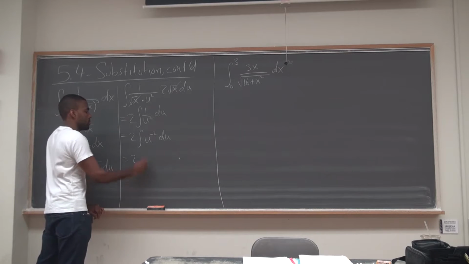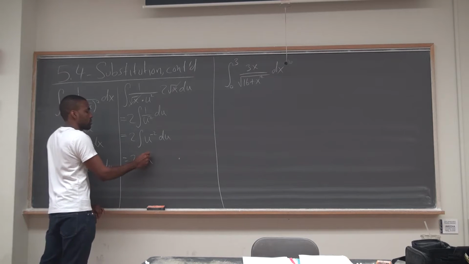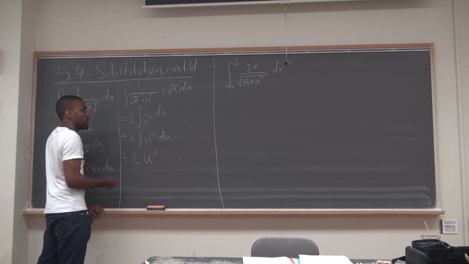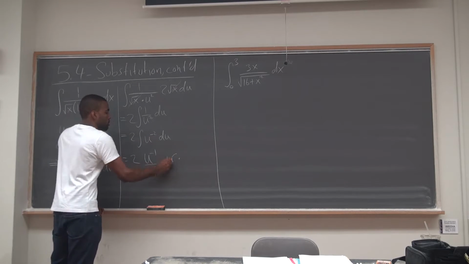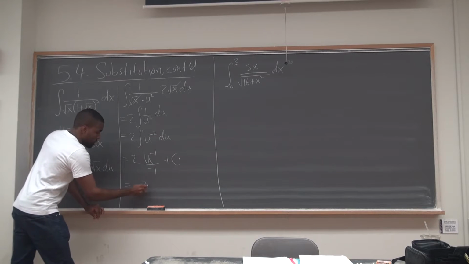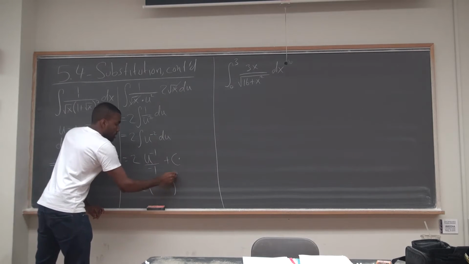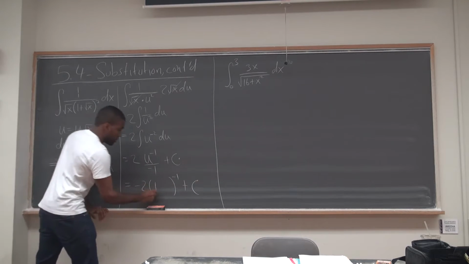what's it going to be? U to the negative 3? No. Negative 1. Minus 1. You add 1 to the power. So minus 2 plus 1, divide by the new power. So that's divide by minus 1, multiply by minus 1 is the same thing. And then I just replace my u with what it was.